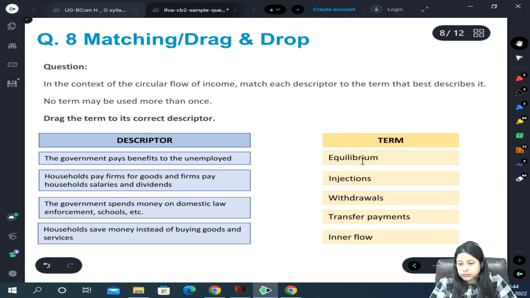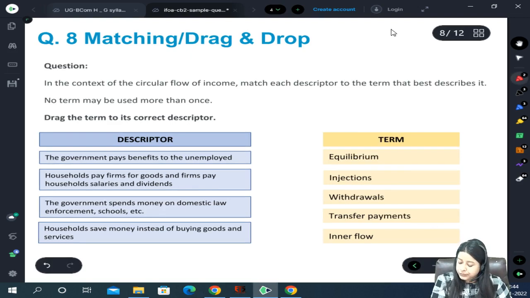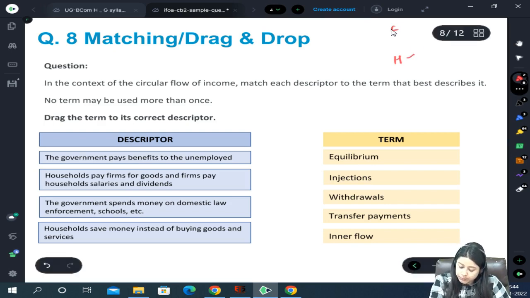Is this equilibrium? ऐसा कुछ पता नहीं चल रहा equilibrium है. Is this injection? No, because this deals with both. Households, if you all remember, there were circular flow में inner flow होता है and outer flow होता है. Inner flow में there is only firm and household, है ना? So basically household provides labor to the firm, firm provides you salary. And then again, we pay them for the services and they give us goods and services.